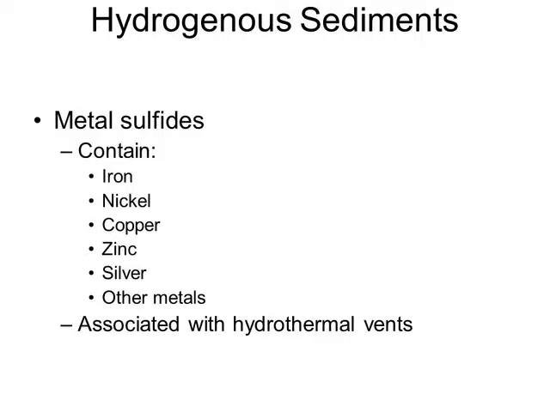All right, and then you have metal sulfides. So you can get iron, nickel, copper, zinc, silver, and other minerals or metals around hydrothermal vents. And these metals tend to precipitate out of the water cloud that comes out of the vent. Once it extends away from the vent and starts to rapidly cool down, then those metals will precipitate out of the water.